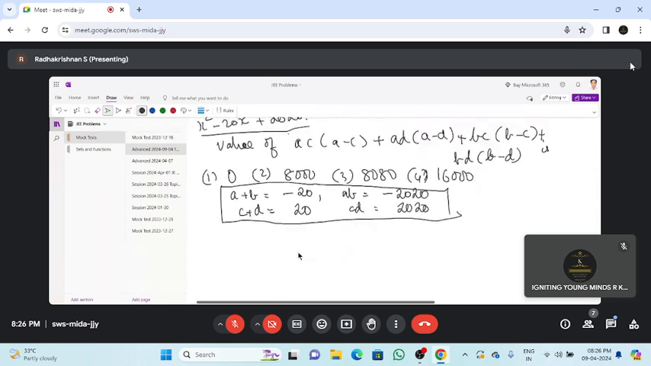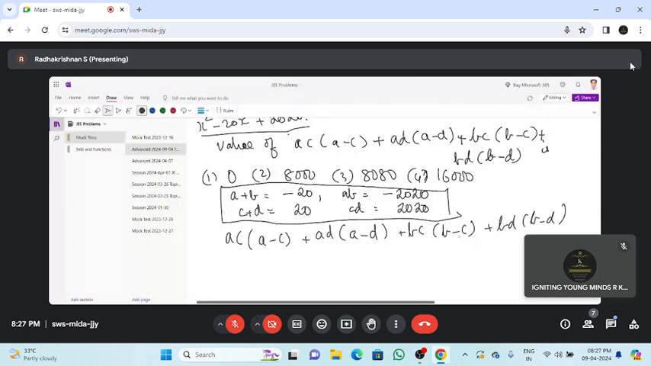Okay, so let me do the next step. AC into A minus C plus AD into A minus D plus BC into B minus C plus BD into B minus D. We need to regroup this, that's all we have to do. We don't know the values of A minus C, AD and so on, we have different values, so we multiply this out: A square C minus AC square.